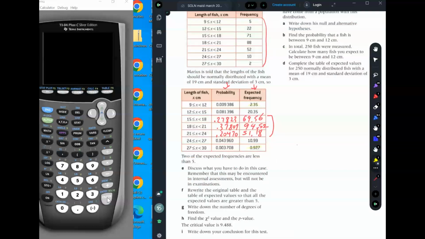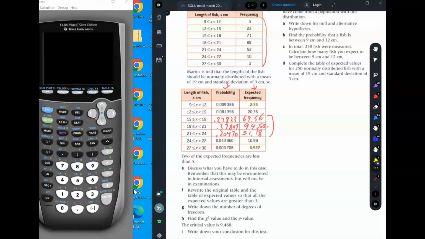Now that we've finished the expected frequencies, it says part E, two of the expected frequencies are less than 5, which is the one here, that's 2.35, and 0.927 down here. This is something you have to deal with in your IAs. It's not really something you deal with on the exam because they're not going to give you chi-squared problems where the expected frequency is less than 5. But when it is less than 5, that is a problem. You should not apply chi-squared if the expected frequency is less than 5.